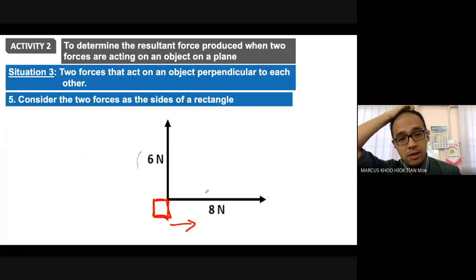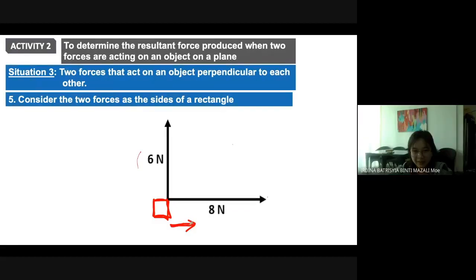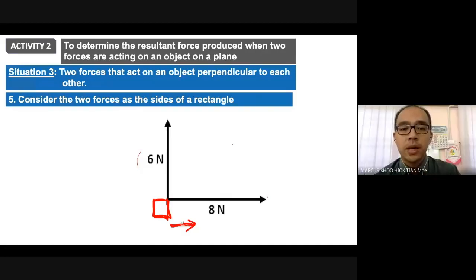Okay, so one person said just now, to the right. Why? Why would you say it's to the right? Because the force is bigger. Can you give me a reason why? Okay, because this force is bigger. I think that's a very logical, totally logical conclusion. Since the force is bigger, it's probably going to the right.